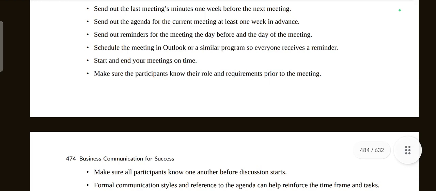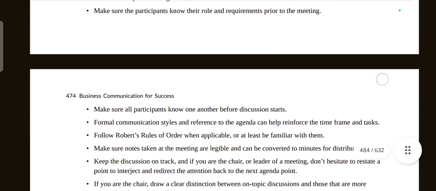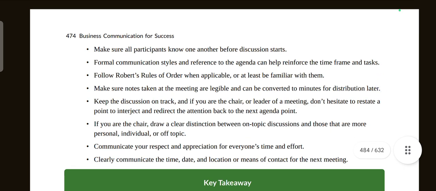Start and end your meetings on time. Make sure that participants know the rules and requirements prior to the meeting. Make sure all participants know one another before discussion starts. Formal communication styles and reference to the agenda can help reinforce the time frame and task. Follow Robert's Rules of Order when applicable, or at least be familiar with them. Make sure also that notes taken at the meeting are legible and can be converted to minutes for distribution later.